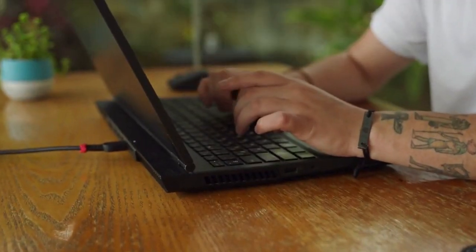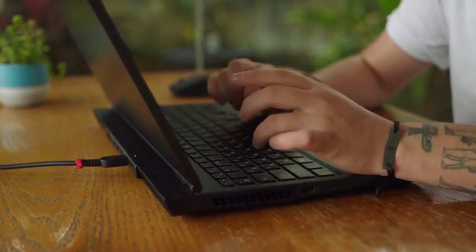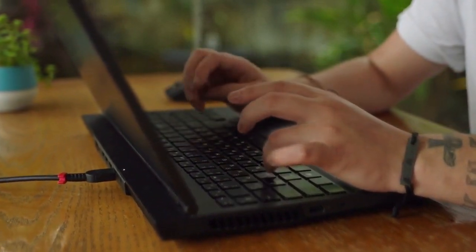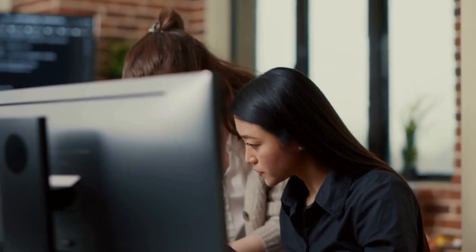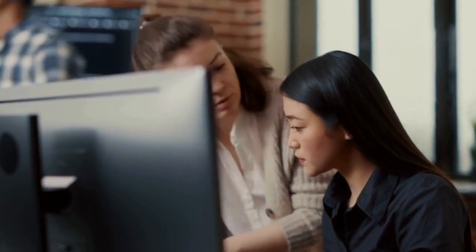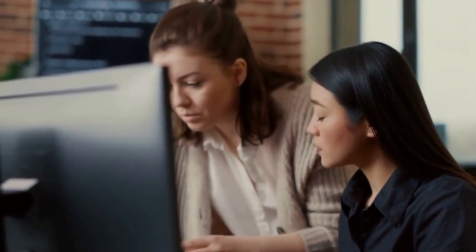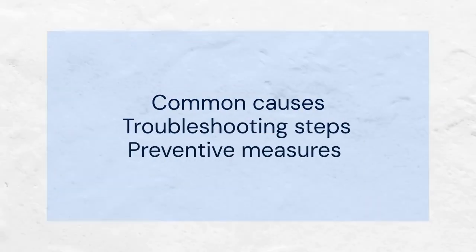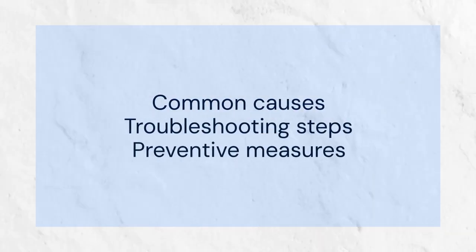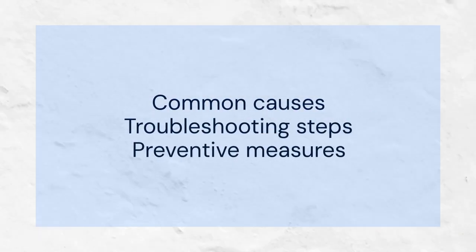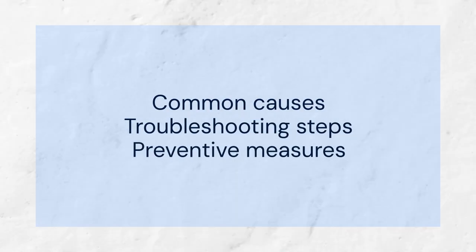Today, we're tackling a common headache in Node.js development, the dreaded ECONNRESET error. This error basically means that the connection between your Node.js application and another service or client was unexpectedly closed. It can be frustrating, but understanding the causes and how to troubleshoot it will save you a lot of time. We'll cover common causes, practical troubleshooting steps, and some preventive measures to help you avoid this issue in the future.